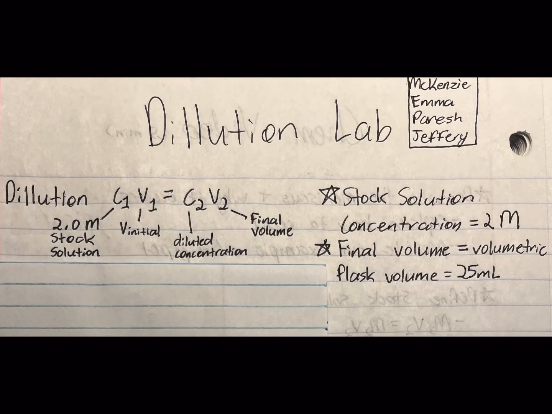The dilution equation is C1V1 equals C2V2, where C equals concentration and V equals volume. In this particular lab, C1 is equal to your stock solution, which has a 2.0 molarity. Your V1 is your V initial, your C2 is your diluted concentration, and your V2 is your final volume, which in this lab will be 25 milliliters since we are using a 25 milliliter volumetric flask.